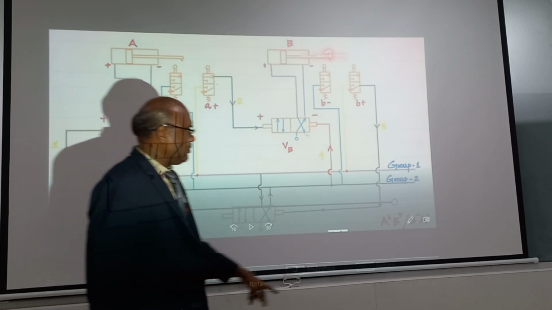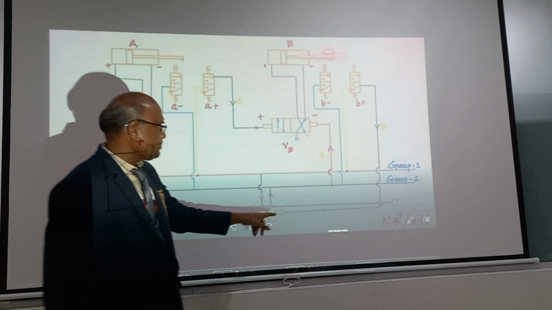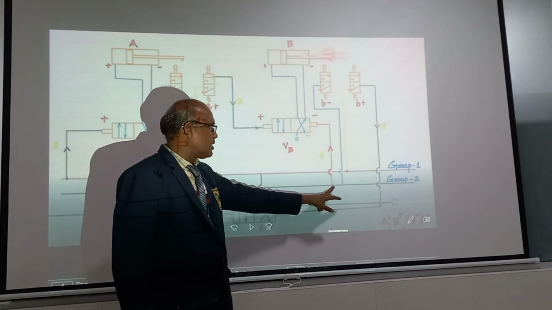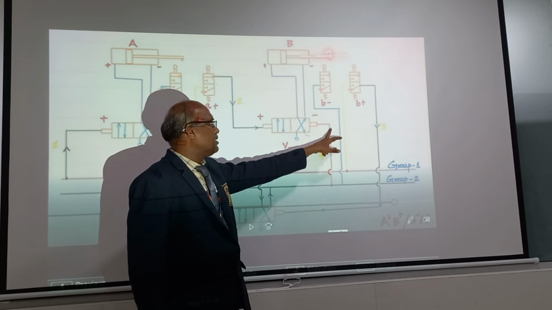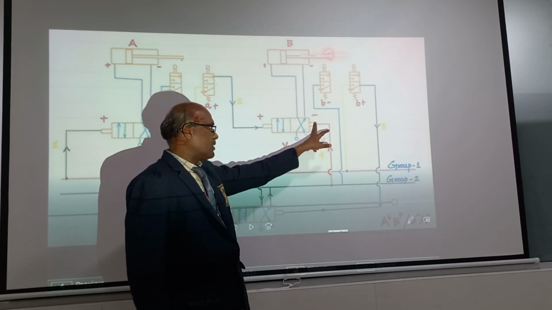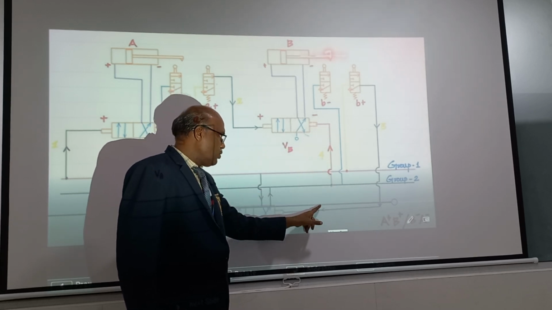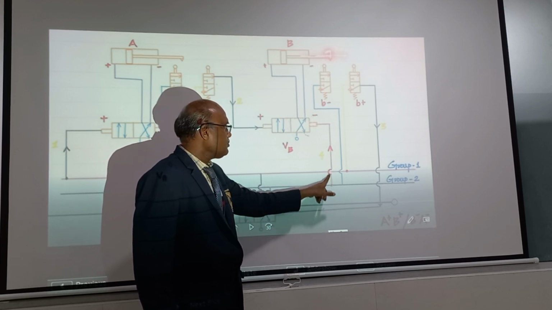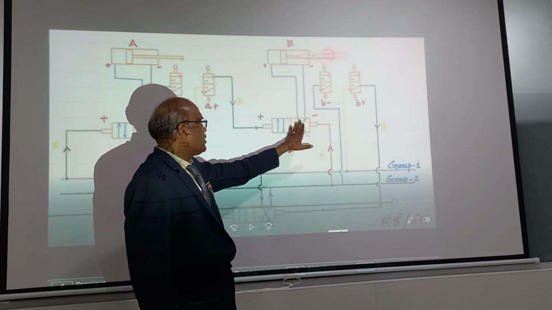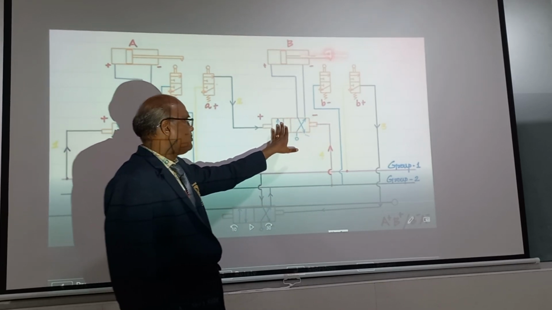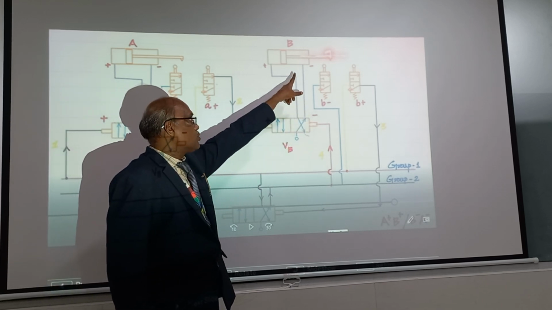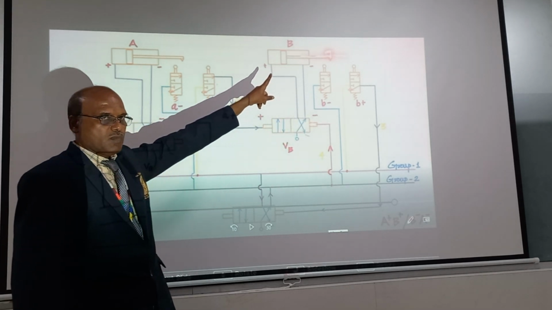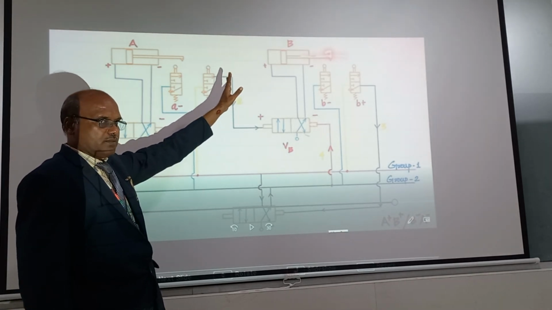Once B minus means here, you can see from group 2 the red line, you can see from group 2 directly the valve minus is connected. Once this low pressure fluid is filled up, it changes to the original position. Now the high pressure fluid goes from here, here, here and goes to the rod end of the cylinder, and the rod will be retracted back.